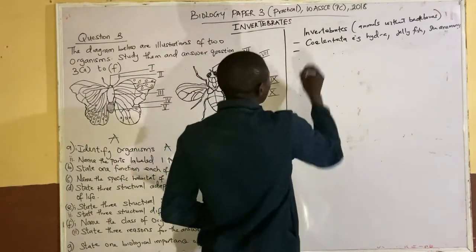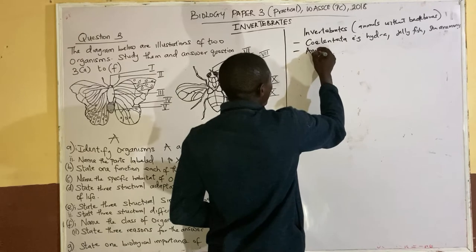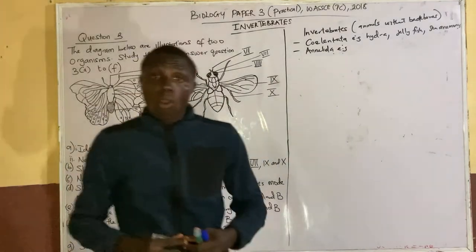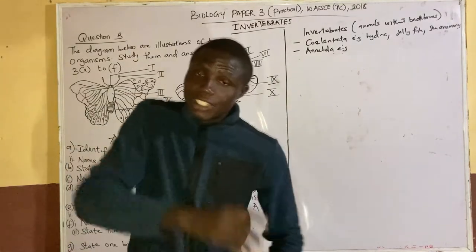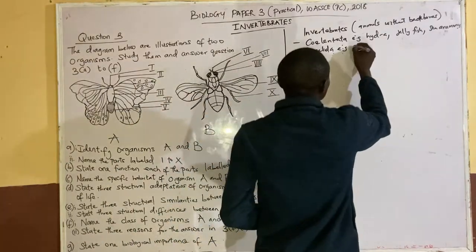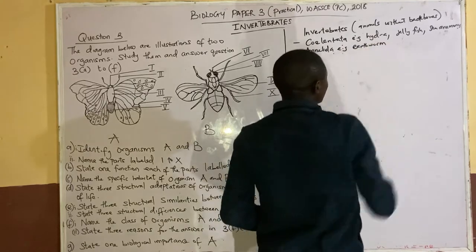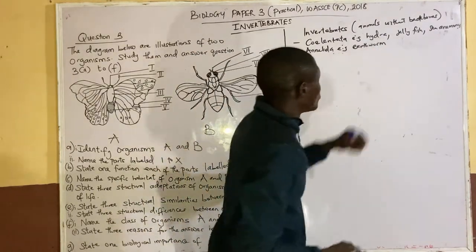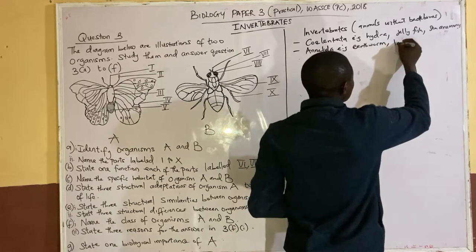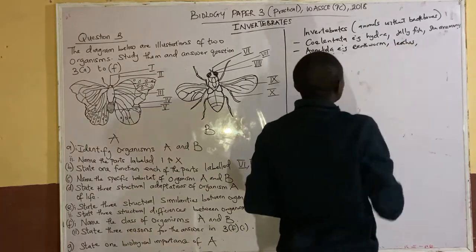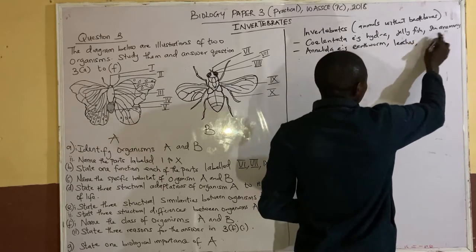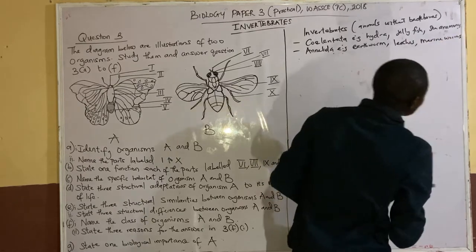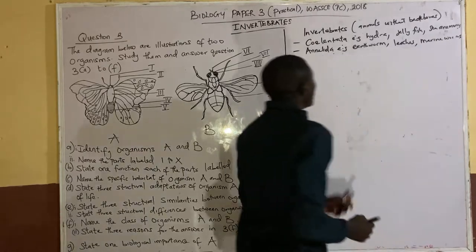Now, the second one under invertebrates is the annelida. These are a group of worms. They are usually referred to as worms, and they are cylindrical and round in shape. For example, we have the earthworm, the popularly known animal that has no ears or eyes. We have the leeches, which are also a good example of annelida, and we have the marine worms. These are examples of annelida.